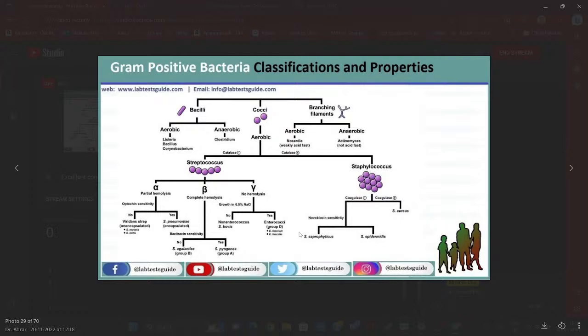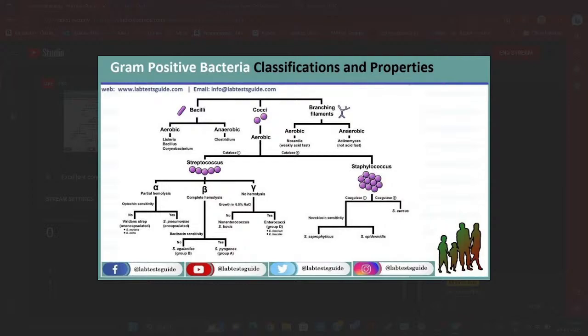Now coming to catalase negative. Catalase negative means they do not have the catalase enzyme. The bacteria which come under this category are Streptococcus. We divide Streptococcus according to hemolysis, that is, how much hemolysis the bacteria can produce. We have alpha hemolysis, beta hemolysis, and gamma hemolysis. Alpha means partial hemolysis, beta means complete hemolysis, and gamma means no hemolysis.